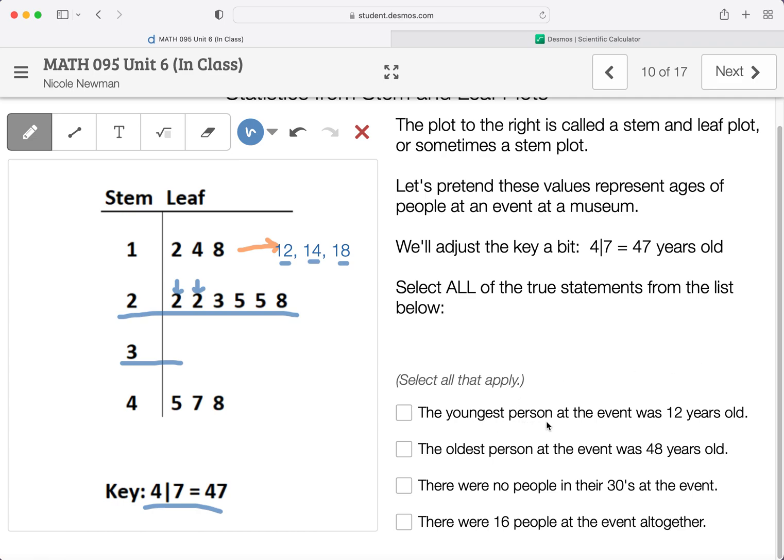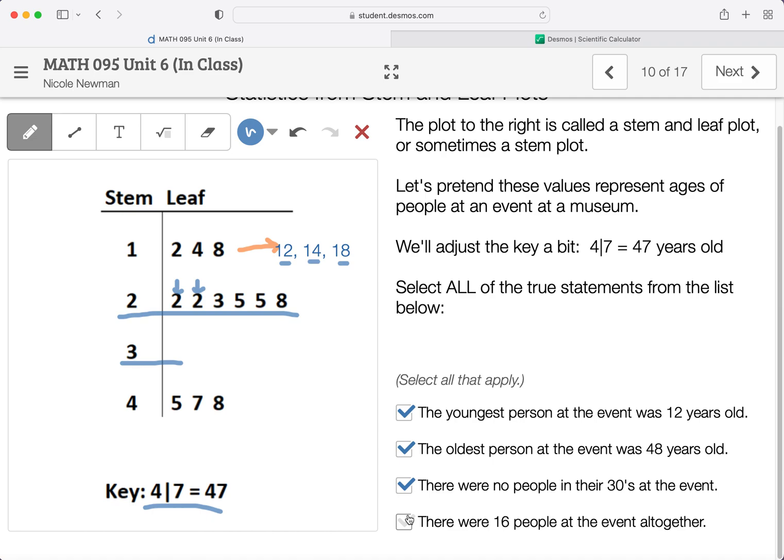Let's see, the youngest person at the event was 12. That's true. We started up here with the 12, and they go in order all the way up to 48. The oldest person was 48. That is also true. There are no people in their 30s at this event. The row that was for the 30-year-olds is empty except for its stem. There's nothing listed over here.